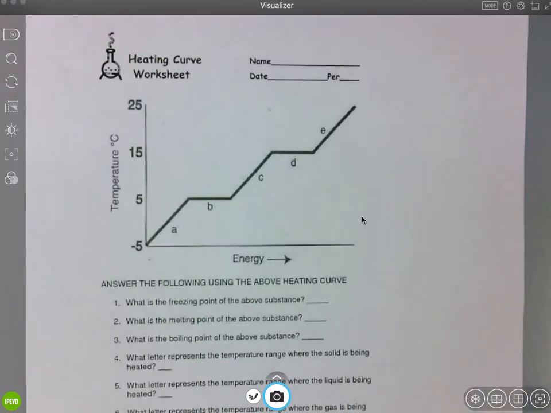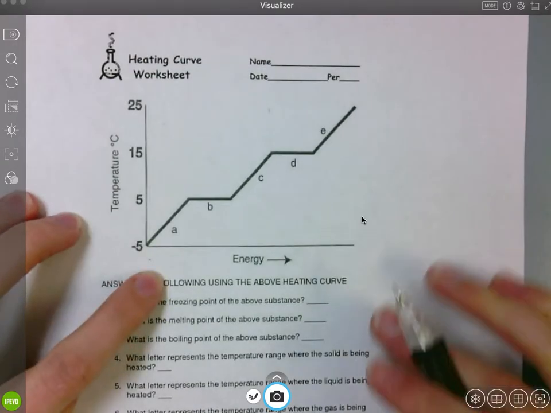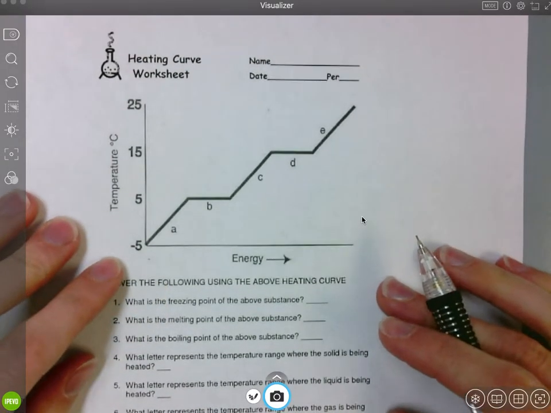So we're going to talk about heating and cooling curves now. This is your worksheet for the heating curve homework. We're just going to make a few notes on the curve here so that I don't have to redraw it. Let's consider water for a moment.